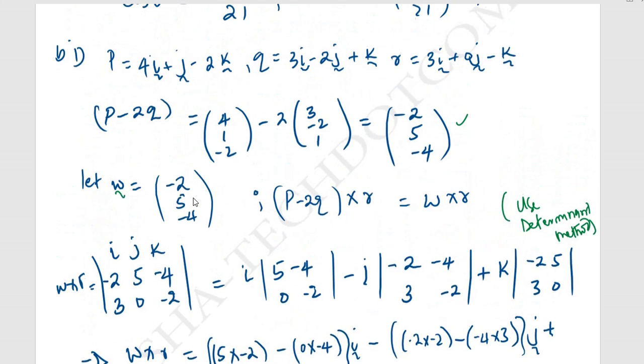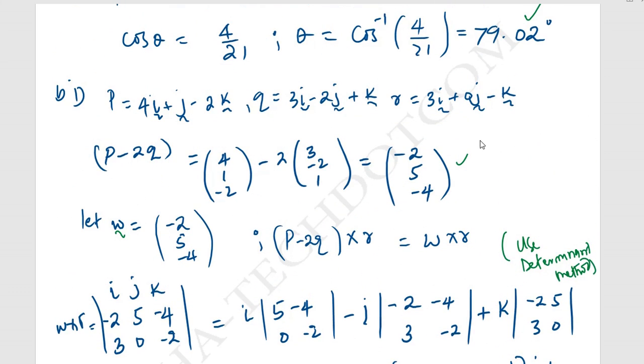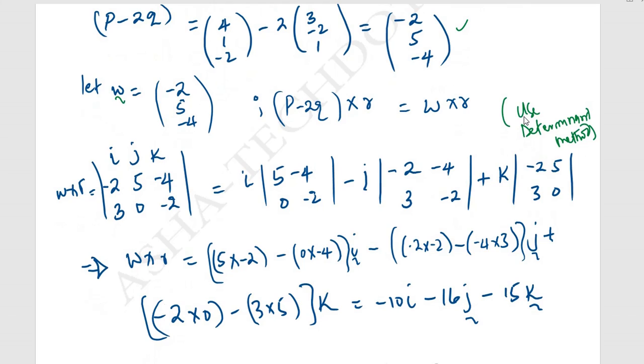Because r is given as 3i minus k, expressing it in three dimensions and bringing out the j, r will be 3i plus 0j minus k. So using the determinant method, we are going to be able to find that cross product. I take i, then I create a line here and a line here, then I take the contents that are adjacent to the i. So these are 5, negative 4, 0, negative 2.